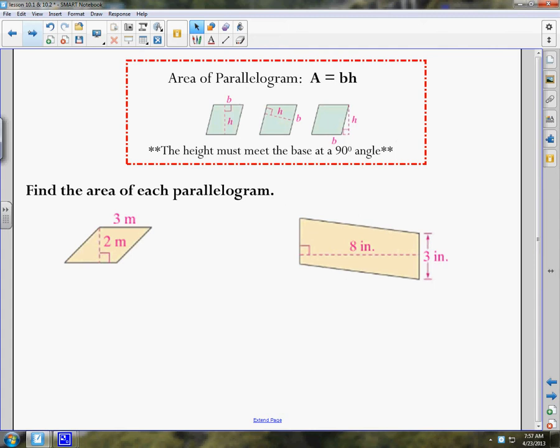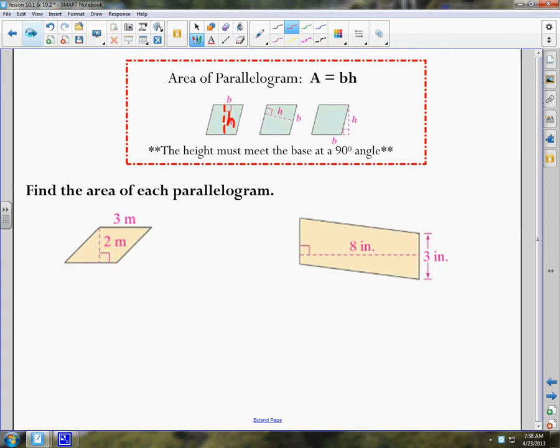All right, next is the area of a parallelogram. Now, a parallelogram looks very similar to a rectangle. However, you have to be careful because the height is not the diagonal. So the height must meet the base at a 90-degree angle. If you notice this dotted line here, that is the height. But they'll try to trick you.